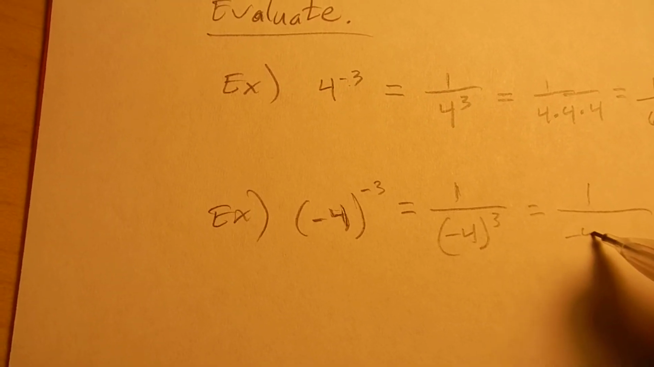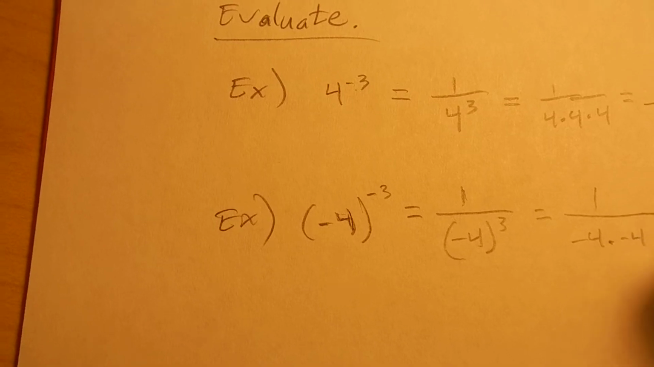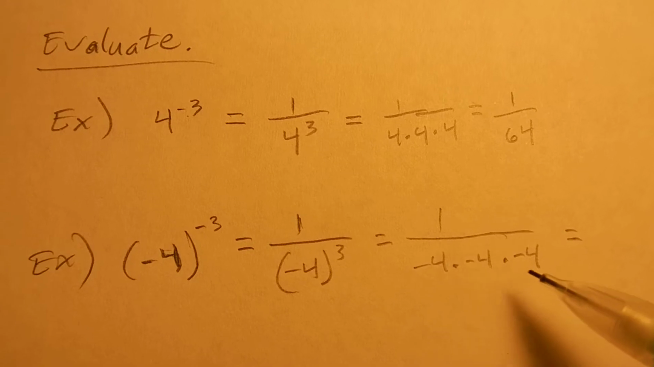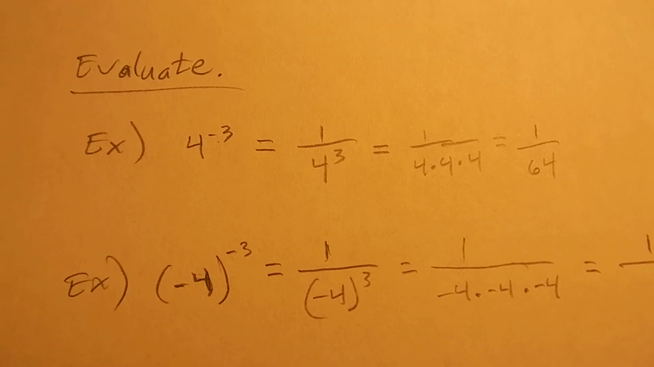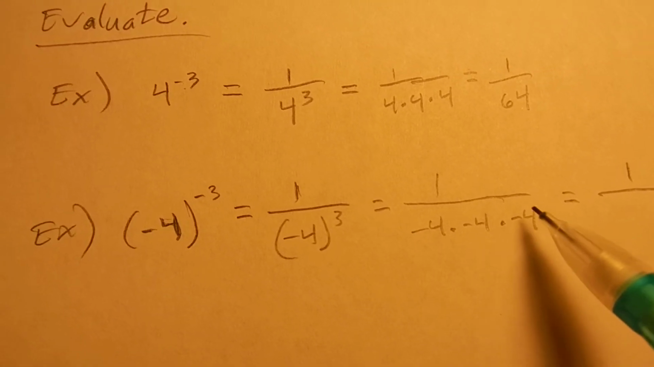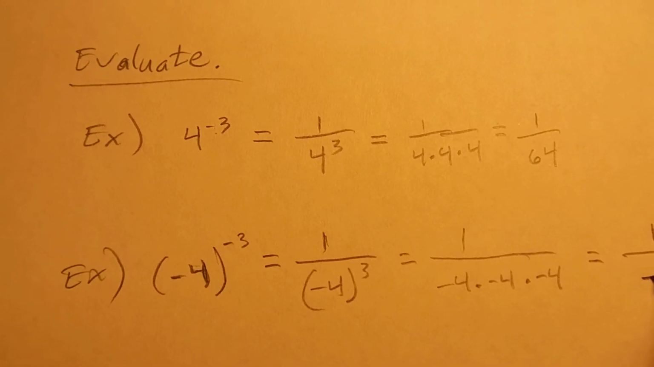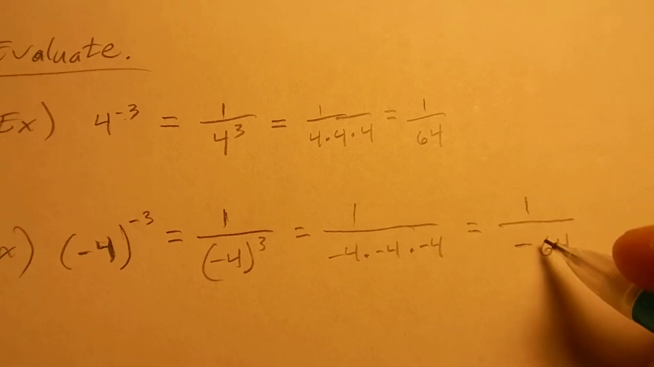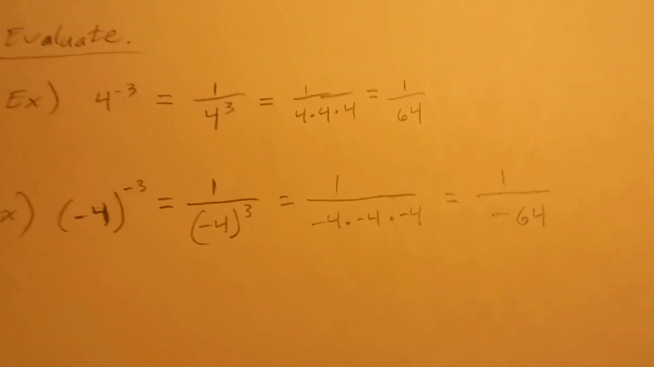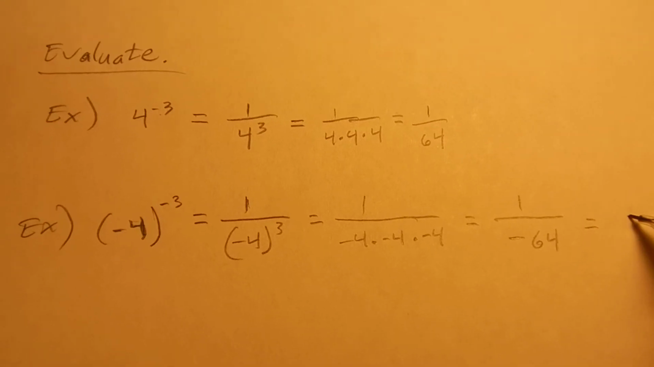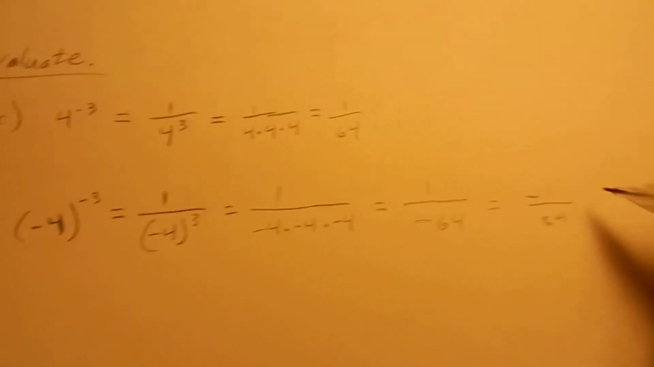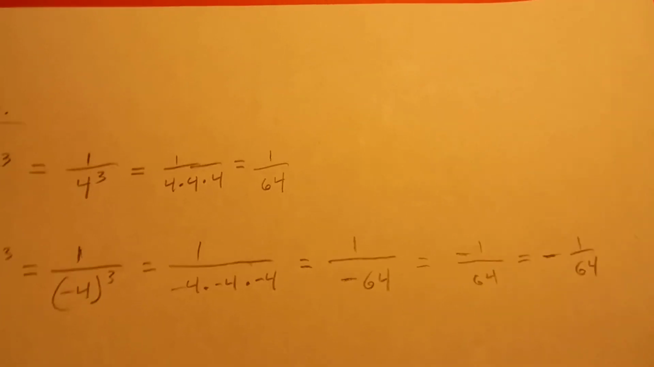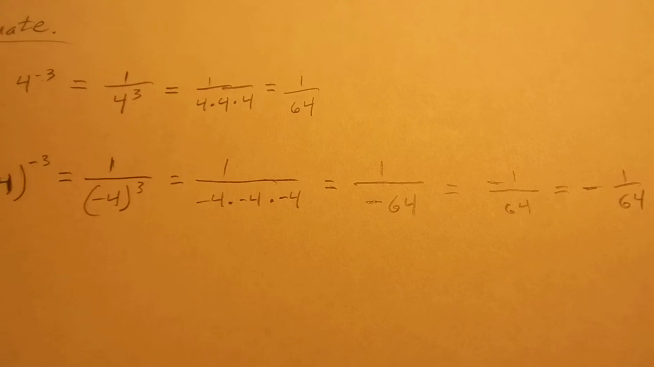And so let me write that out. So 1 over 3 negative 4's multiplied together. So you can do that by hand or in your calculator, but there's an odd man out here, so your answer is going to be negative 64 on the bottom. So 1 over negative 64, which, by the way, in review, is the same as negative 1 over 64, or it actually has the same value as negative 1/64. So all those have the same value. Just want to review that.